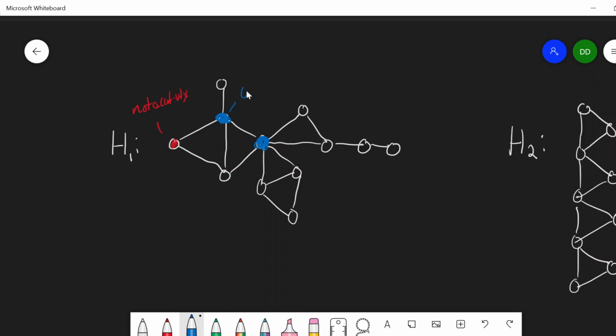And these are cut vertices. Cut vertex, cut vertex. What else are cut vertices here? This one would not be. This one would be a cut vertex. So there's another cut vertex. And this one as well would be a cut vertex.